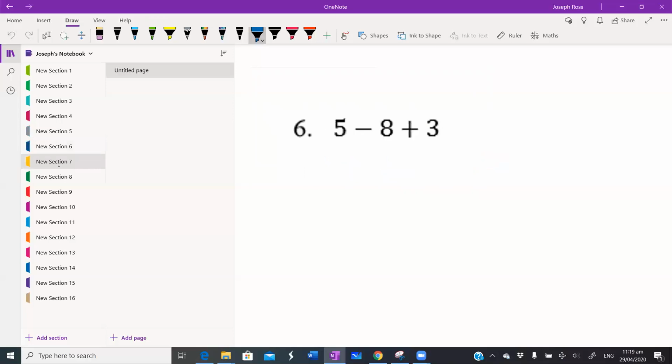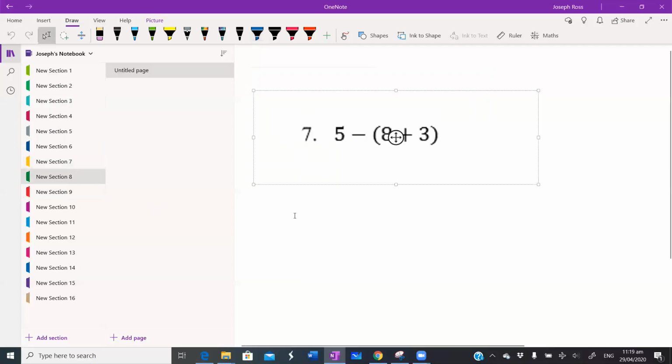Question 6, 5 minus 8 plus 3. Do we have any brackets? No. Do we have any exponents? No. Do we have any division or multiplication? No. Do we have addition or subtraction? We do. So we should be working left to right here. So if we do 5 minus 8 first, because that's what's on the left, we get 5 minus 8 is negative 3, or minus 3, plus 3. And if we work out negative 3 plus 3, we get 0.